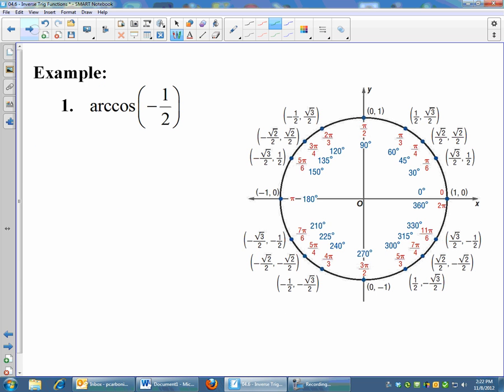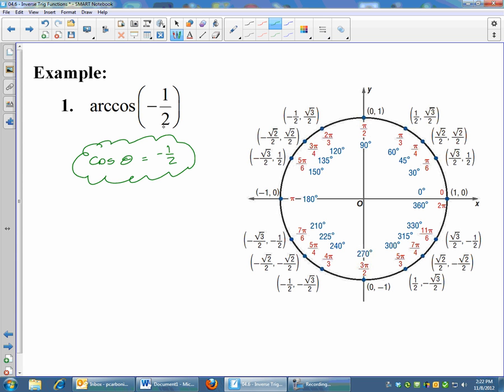So let's try another one. Let's do the arc cosine, which is the same thing as the inverse cosine of negative 1/2. In my head, when I'm working this problem, it's basically the same thing as saying find the angle where cosine is equal to negative 1/2. That's our thought process for this.